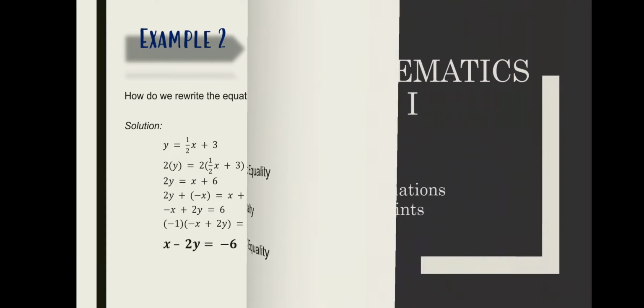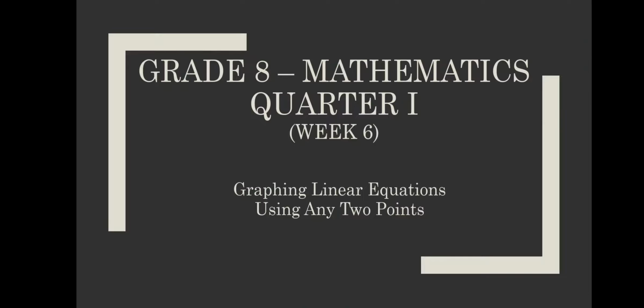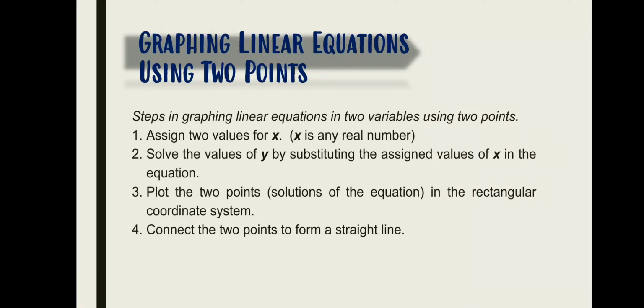We may now proceed to our next topic, which is graphing linear equations using any 2 points. Here are the steps in graphing linear equations in two variables using 2 points. Step 1. Assign two values for x. Remember that x is any real number. Second step. Solve the values of y by substituting the assigned values of x in the equation. Third step. Plot the 2 points or the solutions of the equation in the rectangular coordinate system, or what we call the Cartesian plane. And then finally, connect the 2 points to form a straight line.